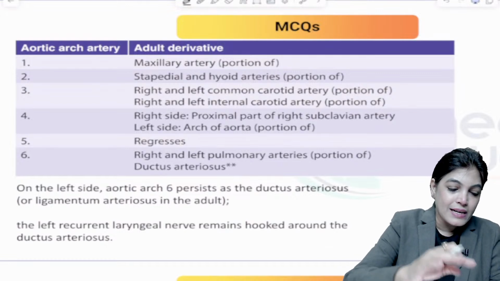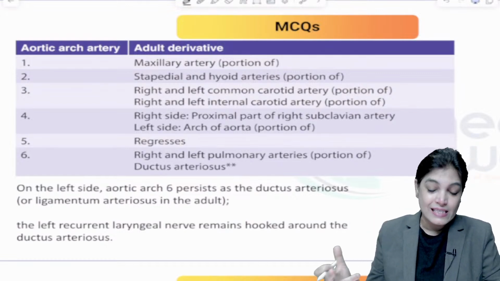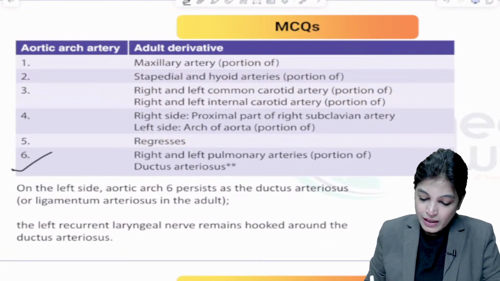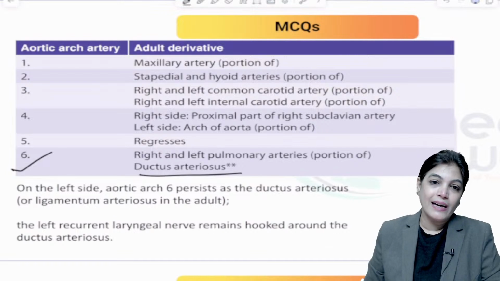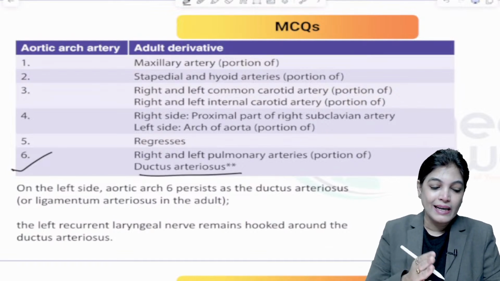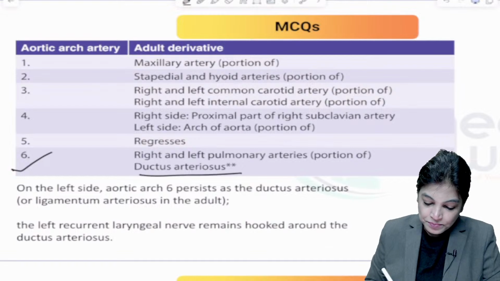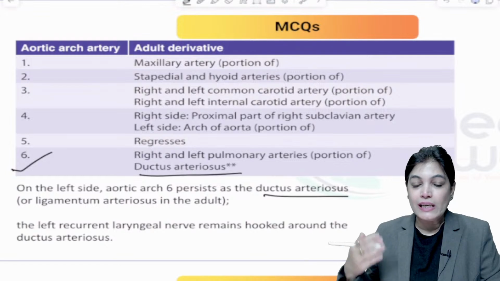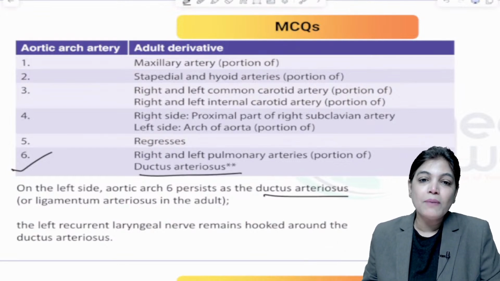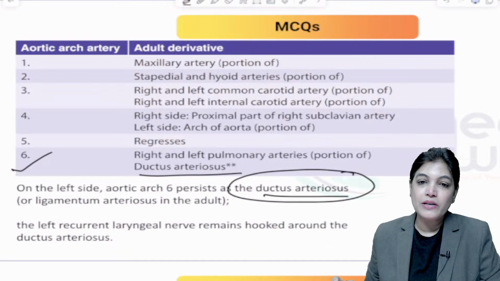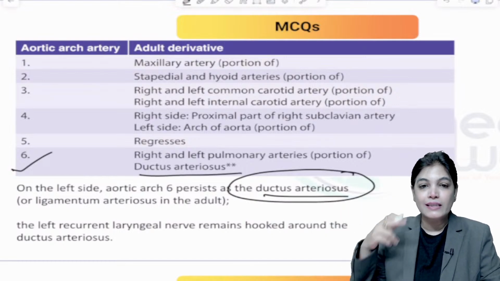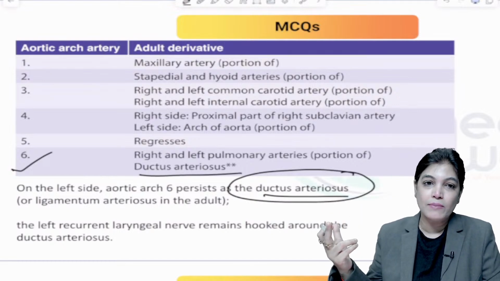So if we are talking about the sixth arch artery, the correct answer is that it forms the right and left pulmonary arteries, and a part of it forms the ductus arteriosus. So both are related to the sixth arch artery. On the left side, aortic arch 6 persists as the ductus arteriosus, which in adults forms the ligamentum arteriosum, and the left recurrent laryngeal nerve hooks around the ligamentum arteriosum.